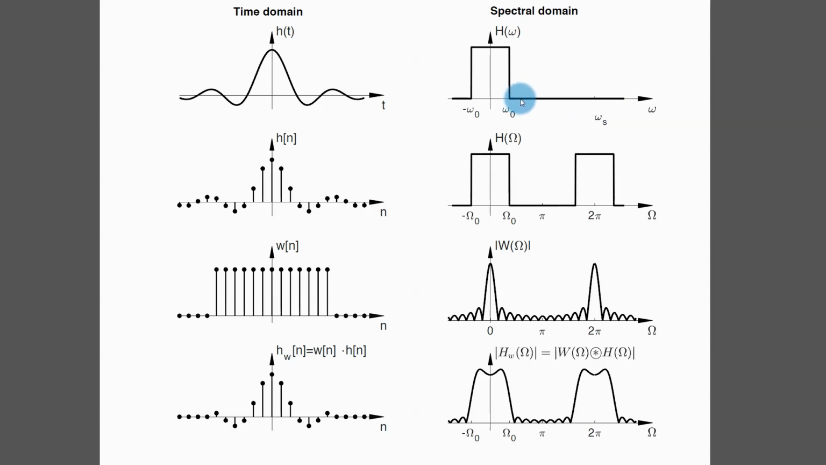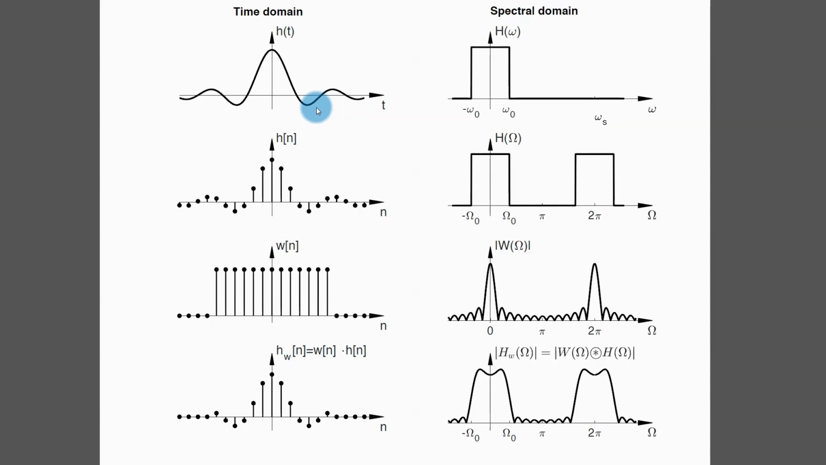Now, to get the impulse response of a filter with this pass band and stop band, you need to compute the inverse Fourier transform of this frequency characteristic. If you do the actual computation, you will find that the impulse response of such a filter is the sine x over x function. Now, can you use this impulse response? Well, no, because of two things.